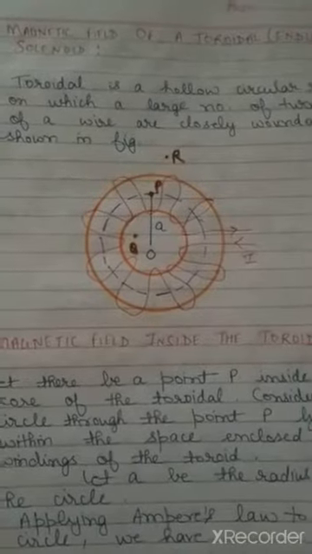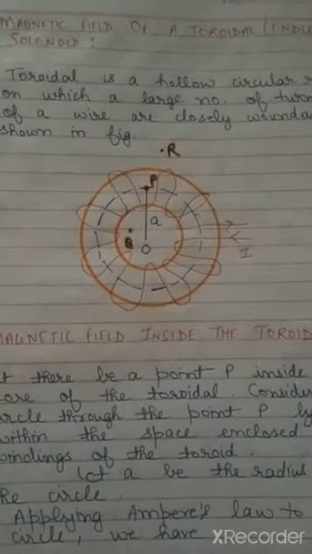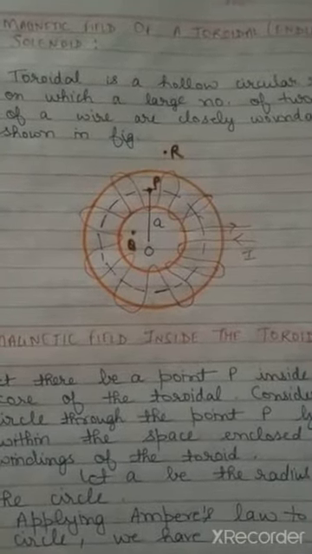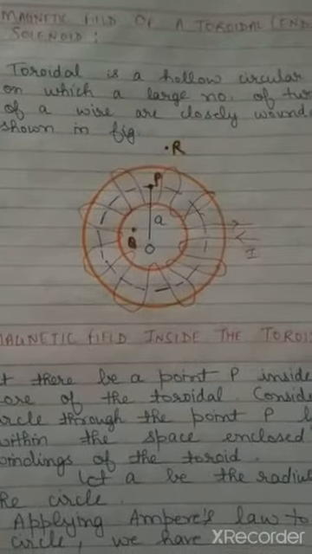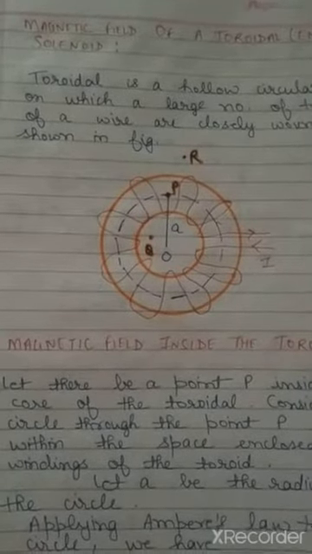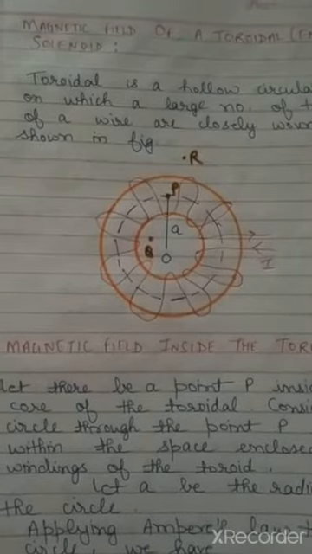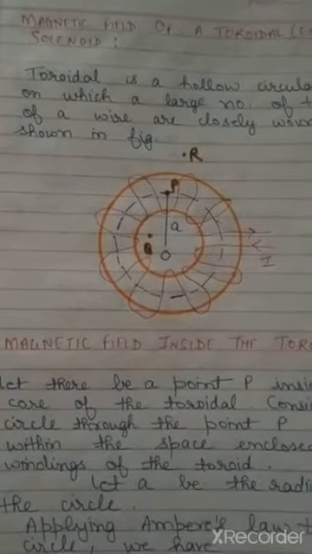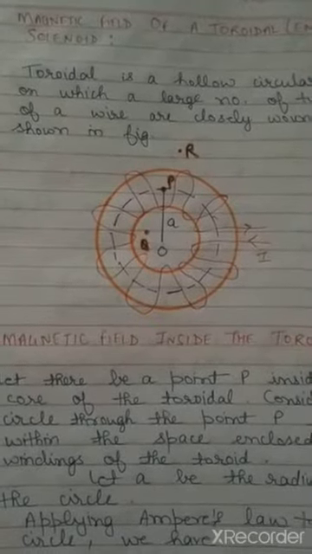Or we can say that if we bend a solenoid in the form of a circular shape, that's also a toroid. So today we are going to find out the magnetic field produced inside a toroid, and we will apply Ampere's circuital law to find out the magnetic field. We'll find the magnetic field inside the toroid, outside of it, and in the core of it.